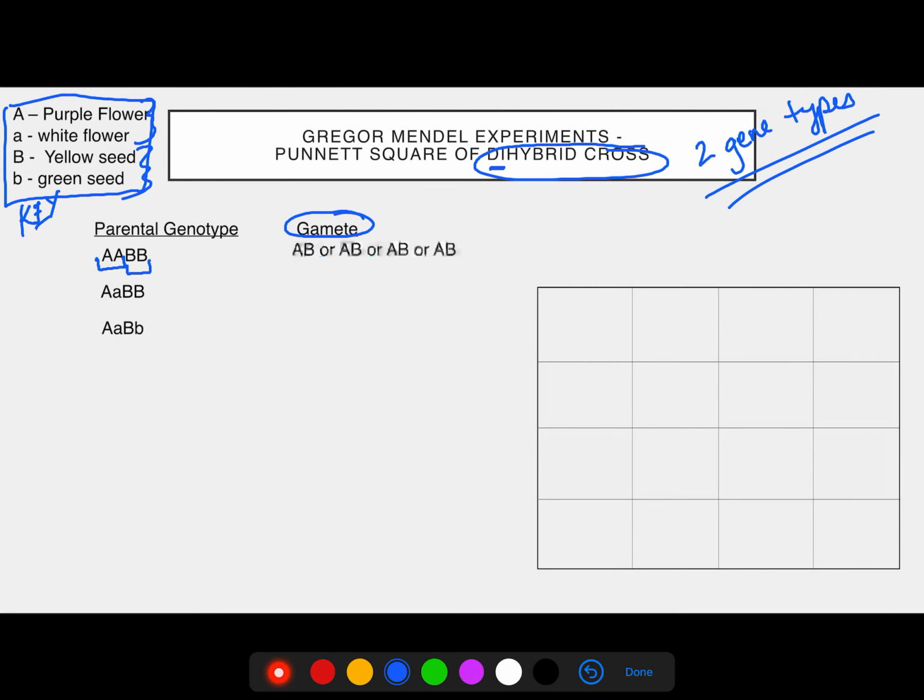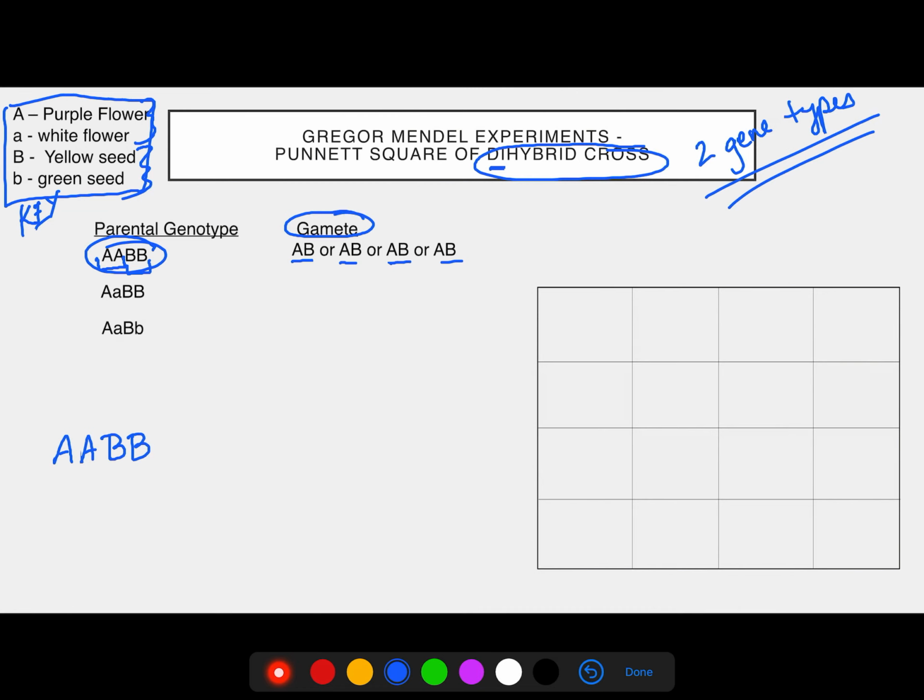So to determine the gamete for a parent that is homozygous dominant for both traits, this means flower color and seed color, capital A, capital A, capital B, capital B, each gamete possibility will be dominant for those traits. And why am I writing this 4 times? Well, let me write this down here just so you can see.